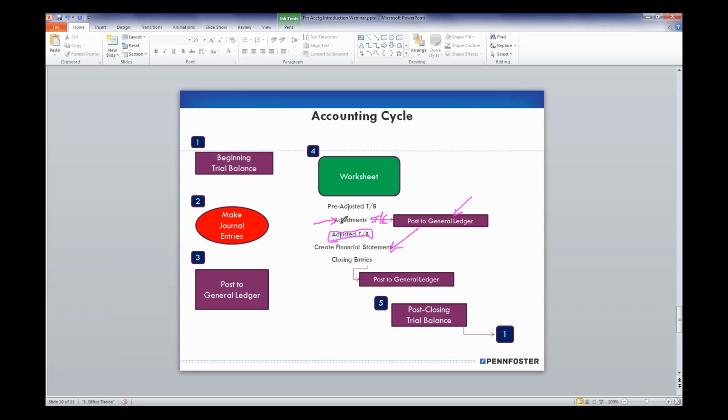Once we've made the closing entries, we have to post them to our ledger accounts, and we create a post-closing trial balance. The post-closing trial balance is the end of the accounting cycle. Whatever we have on our post-closing trial balance goes full circle, and it becomes number 1 again, our beginning balances for the next accounting period. Okay, everybody got that so far?